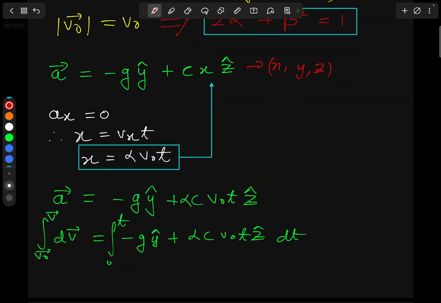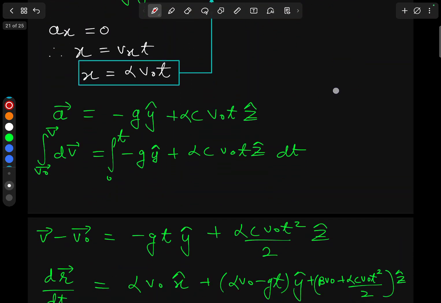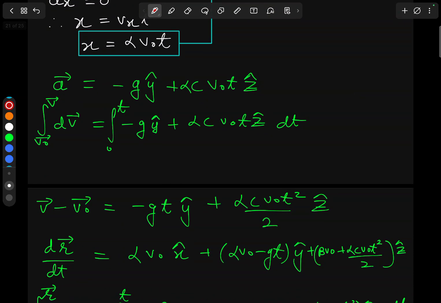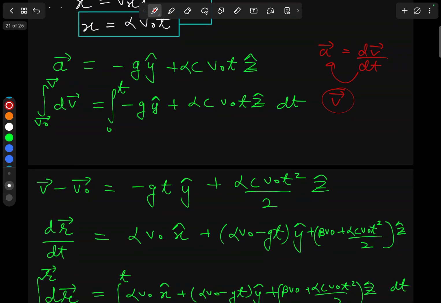So the x coordinate can easily be given by alpha times v naught times t, and I'm going to put that into my general acceleration vector. After I do that, the acceleration vector is going to be minus g times y cap plus alpha times c times v naught times t z cap, right? Now acceleration is equal to dv vector by dt, and I'm going to take that dt here and then integrate. That is what I'm doing so that I can find out my v vector at any time t.